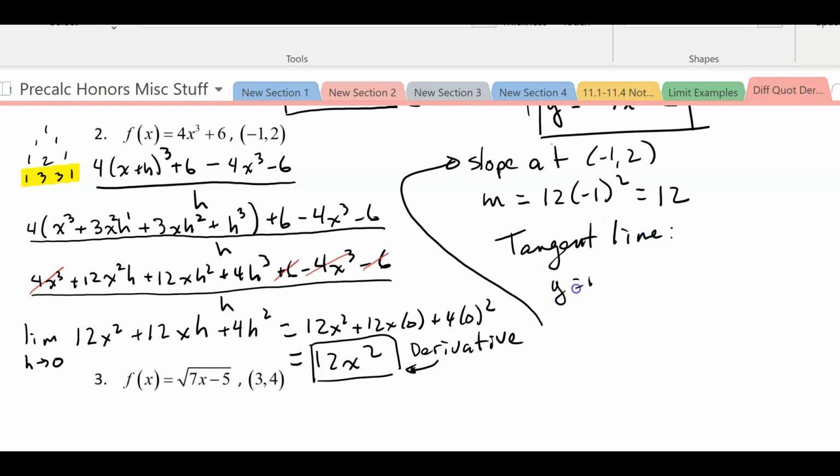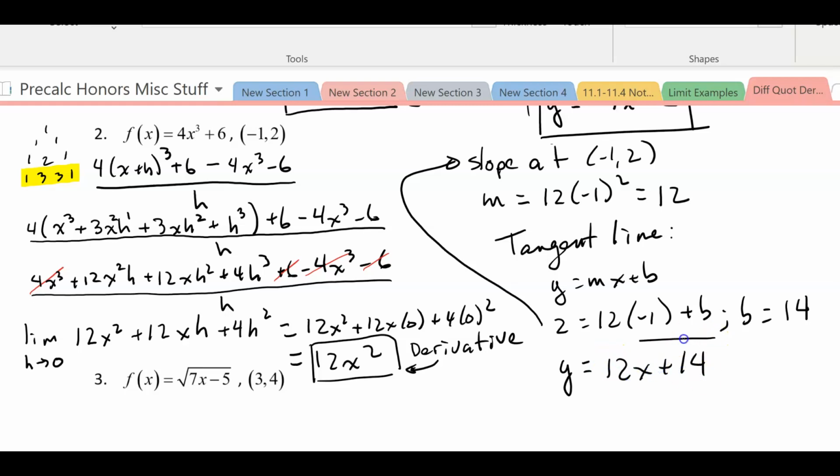So we'll use y equals mx plus b. I have a y value of 2. I figured out the slope at that point was 12. Our x value is negative 1 plus b. And b turns out to be 14. So now our tangent line equation is y equals 12x plus 14. So this is the line tangent to the curve. So let's go ahead and take a look at what this actually looks like on a curve.